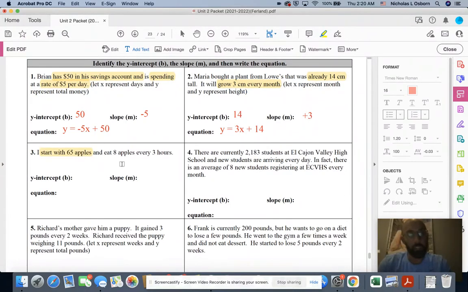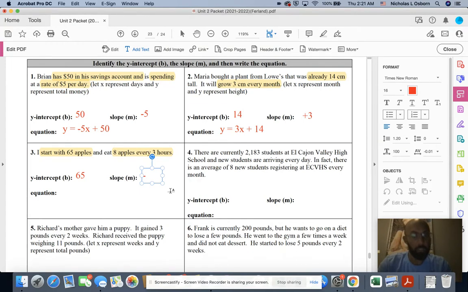Boom, y-intercept with 65 apples, and eats 8 apples every 3 hours. Okay, so first of all, is that positive or is that negative? Let's write down the y-intercept first. We started with 65 apples. Now it says eats 8 apples every hour, so you're eating, that means you have fewer apples, right? So it gets negative. Now, it doesn't say just 8 apples every hour, it says 8 every 3.